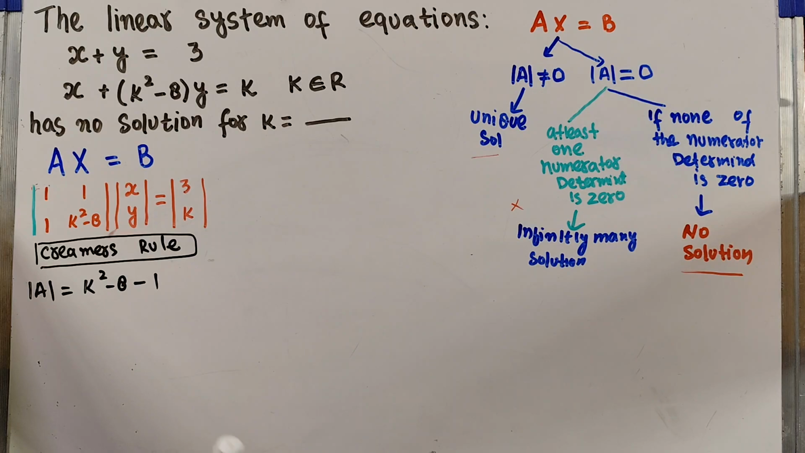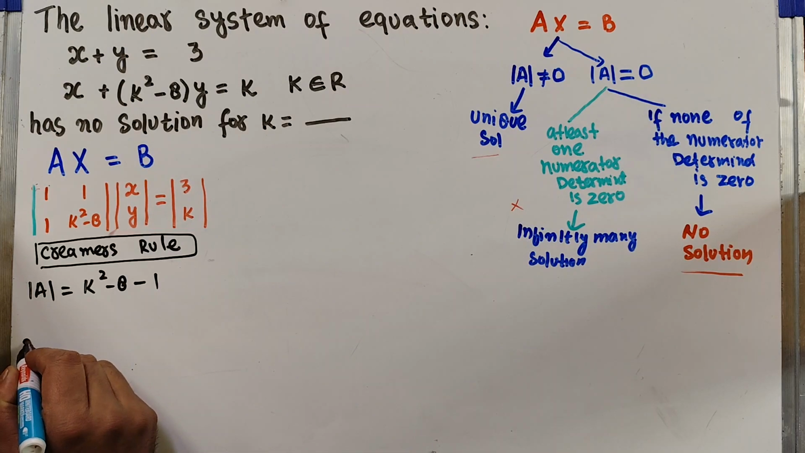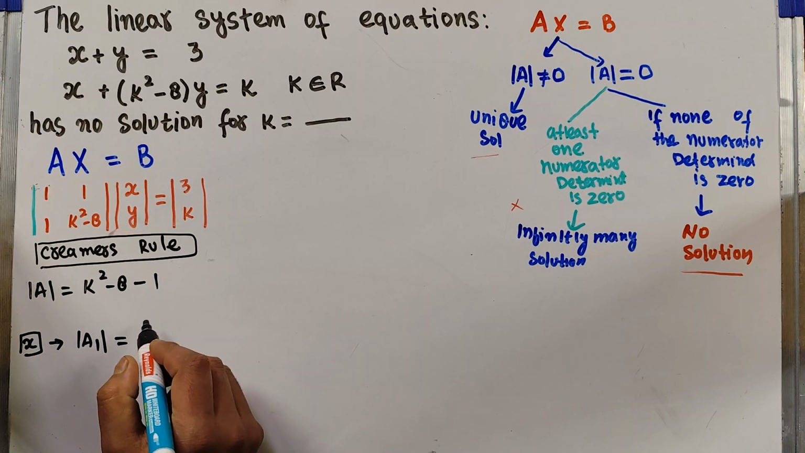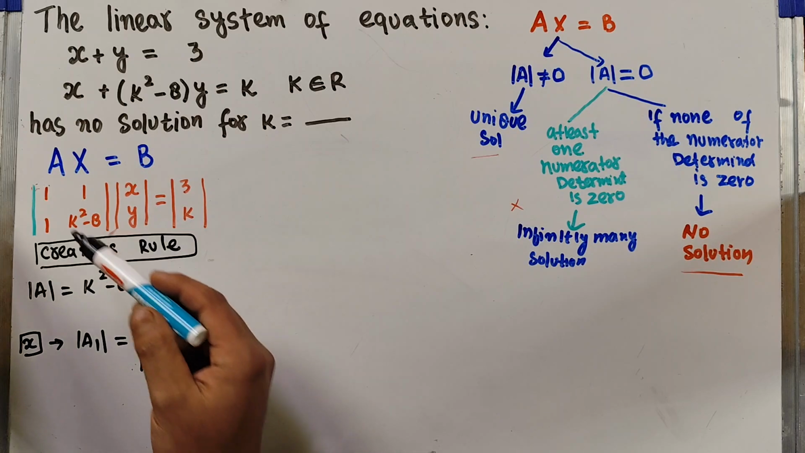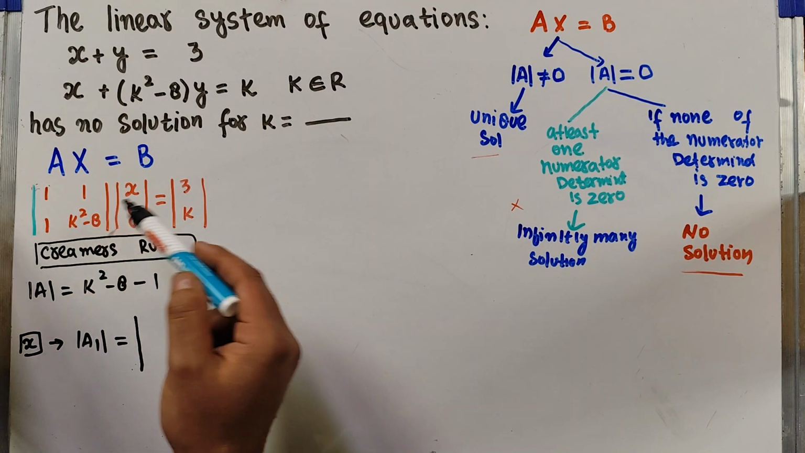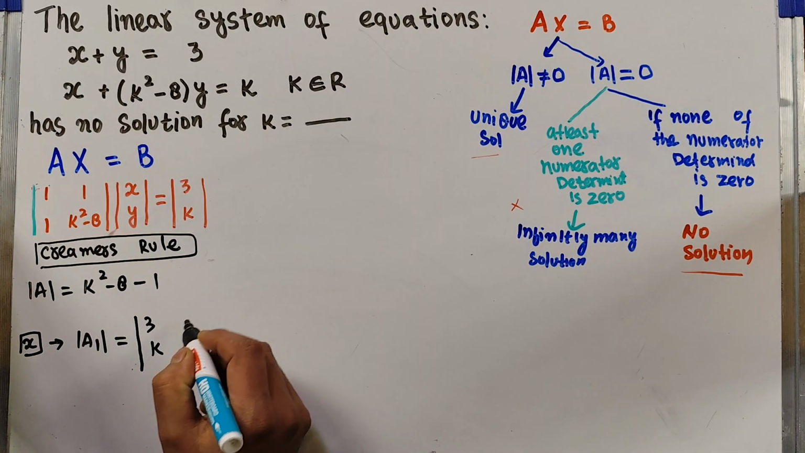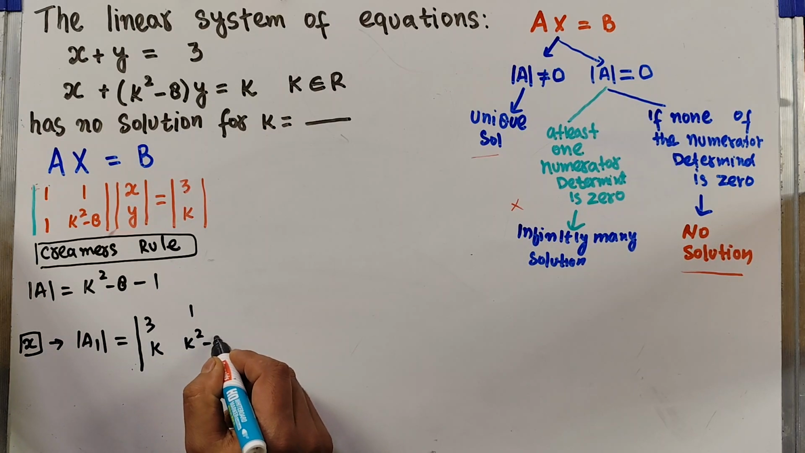Then to find the value of x, we form a new matrix. I'm just trying to show how we apply Cramer's rule, then I will explain the value of k for which the given system of equations has no solution. To find the value of x, we form a new matrix A1 such that we replace the first column of the coefficient matrix with the vector of constant terms. So in place of 1 1 we have 3 k, then we have 1 and k square minus 8.